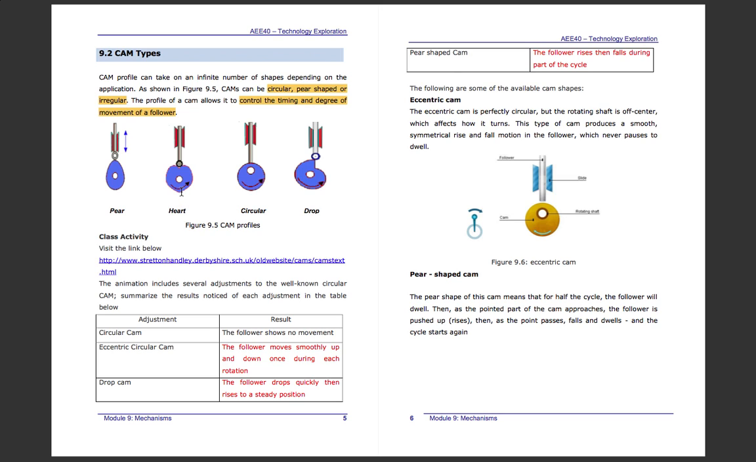This is a heart-shaped cam. This is a circular cam, and this is a drop cam. How do they work? In an eccentric circular cam, the follower will move smoothly up and down. In a drop cam, the follower drops quickly and rises to a steady position. In a pear-shaped cam, the follower rises, then falls during part of the cycle.